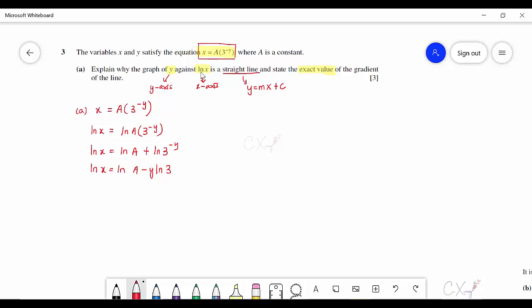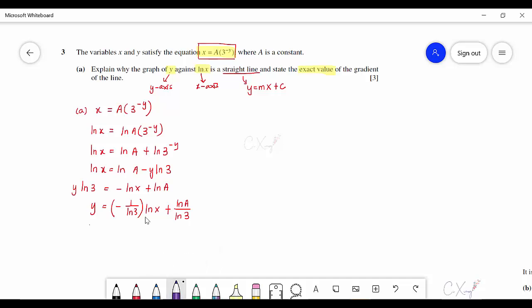Then after that, you want to rephrase your answer into this y equals mx plus c pattern. So I will move the y to the left hand side, and then I'm having negative ln x plus ln a, and I'm having y equals negative 1 over ln 3 multiplied with ln x, plus ln a divided by ln 3. So I'm having this equation, and I want to compare it with the straight line equation now.